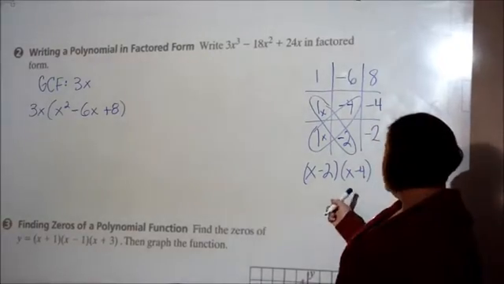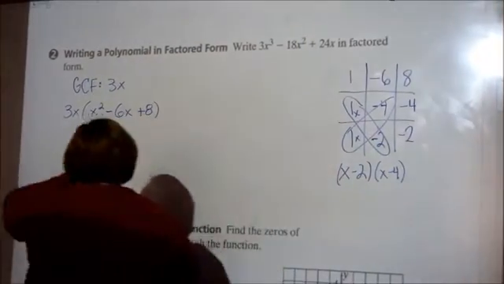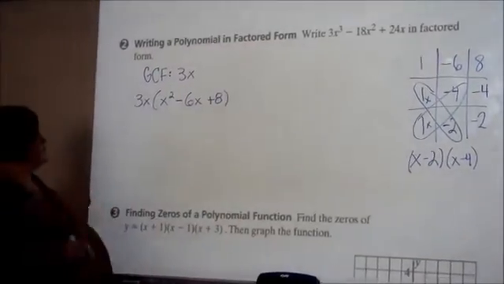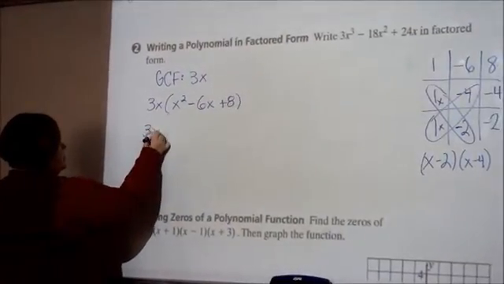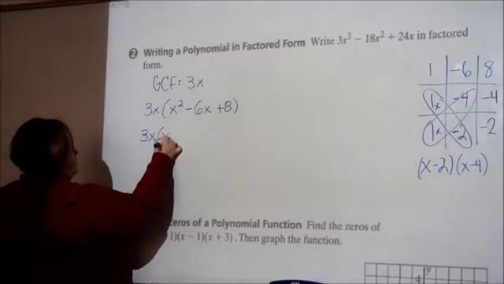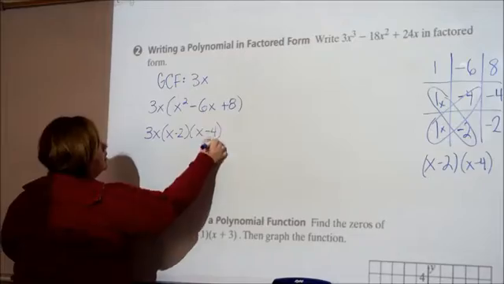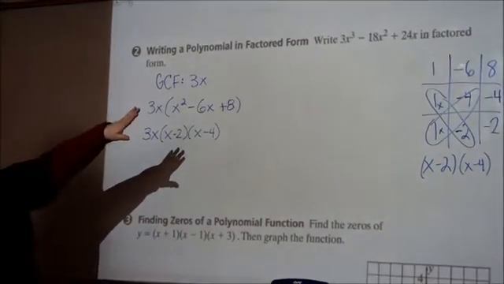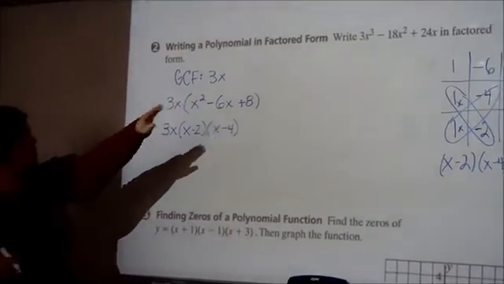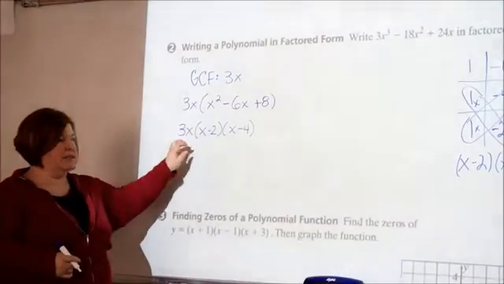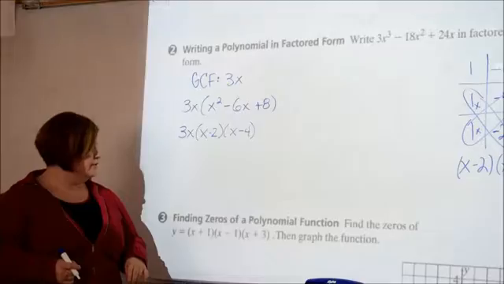Okay? So now we're going to replace x squared minus 6x plus 8 with those two factors. Don't forget to bring down your 3x. X minus 2 and x minus 4. So now we've taken a polynomial that was written in standard form and we've written it into factored form. These are the pieces that make up that polynomial.